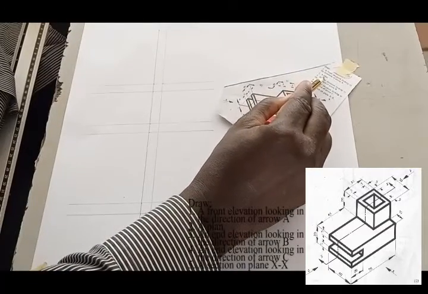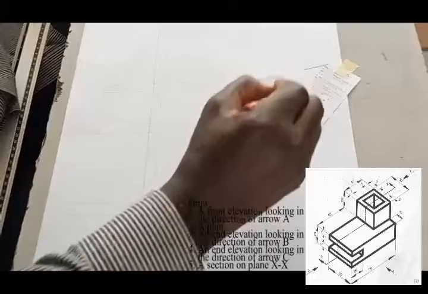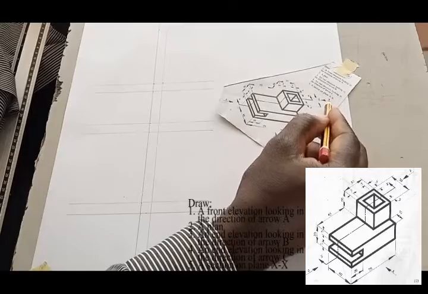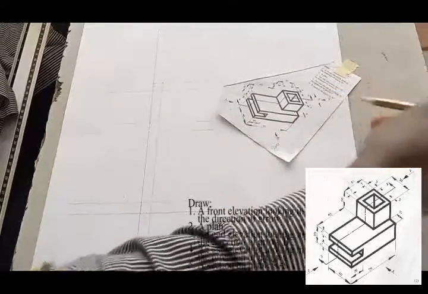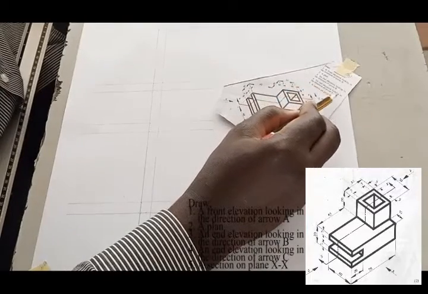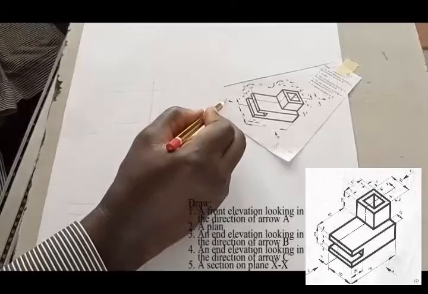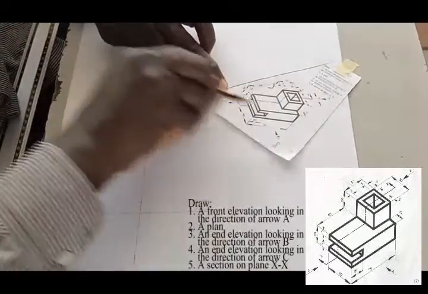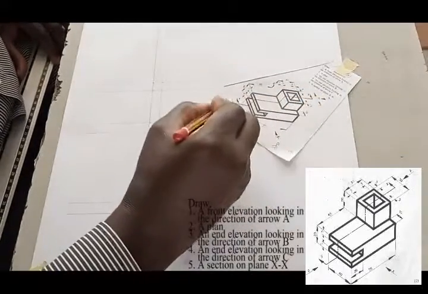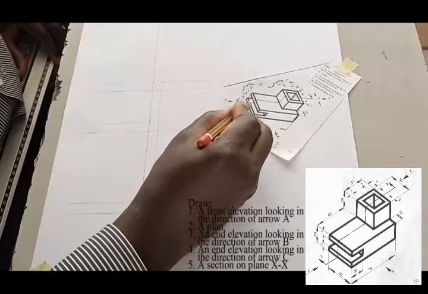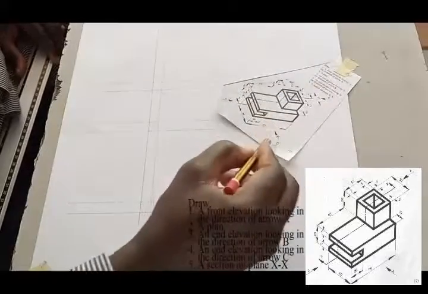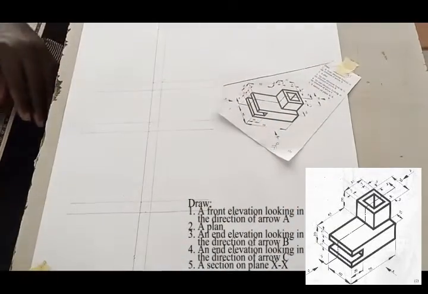Then we have to draw the complete plan, viewing from the top, and elevation looking in the direction of arrow B. This is our arrow B looking in this direction. Then we have to draw another end elevation looking in the direction of arrow C. This is our arrow C looking in this direction. And finally, a section on plane XX. You can see this is our X going this way. That's our section plane, and viewing in that direction, in the same direction as that of the front elevation.